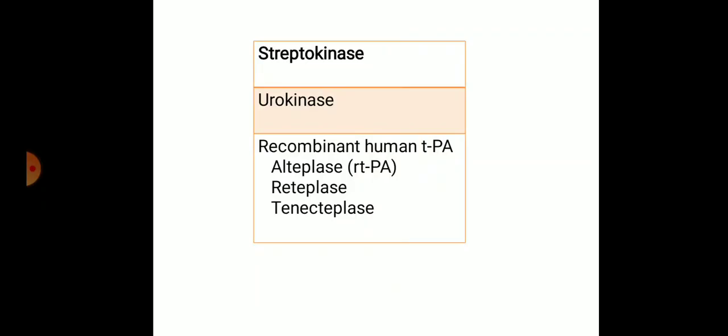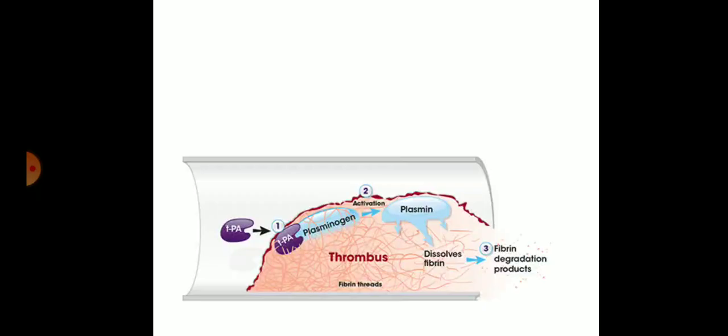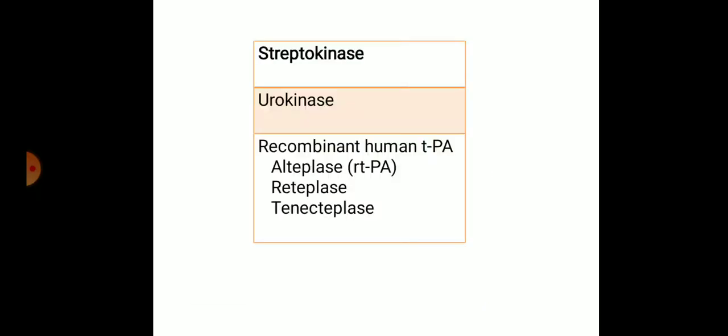The drug classification is very simple, only a few drugs. The first drug is streptokinase, the initially developed drug, followed by urokinase, and the latest, recombinant human tissue plasminogen activator. Examples: alteplase, reteplase, and tenecteplase. You can note down the classification. Streptokinase, urokinase, recombinant human tissue plasminogen activator. Examples: alteplase, reteplase, and tenecteplase.